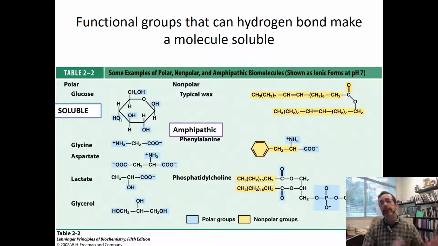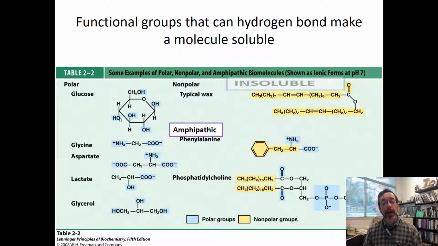On the other hand, move to the right side of the figure here, and take a look at the typical wax. Wax only has a couple of oxygens in the middle. The rest of it is CH bonds. Those cannot hydrogen bond. So a wax has lots of carbons that cannot dissolve in water. A wax is made up also of fatty acids. And so fatty acids would be yellow on this plot right here. They are hydrophobic, and therefore a wax is insoluble, not soluble in water.